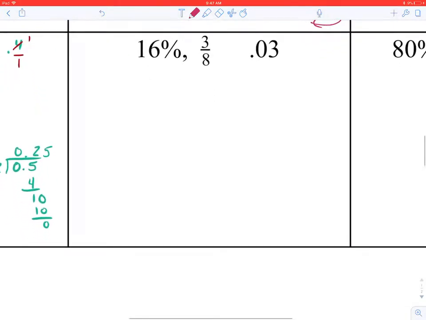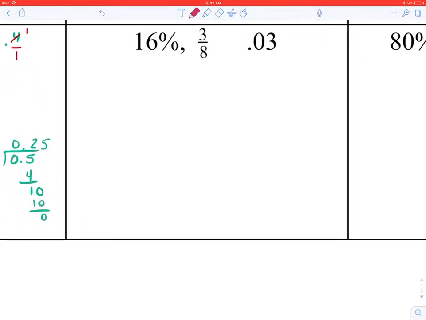All right, let's move over into the last one. We've got 16%, 3/8, and then 0 and 3 hundredths. So 16% as a decimal, we're just going to grab the decimal, move it over 2 places to the left, turns into 0 and 16 hundredths.